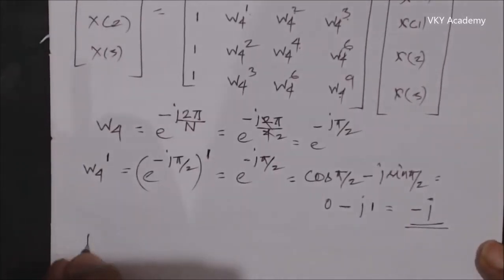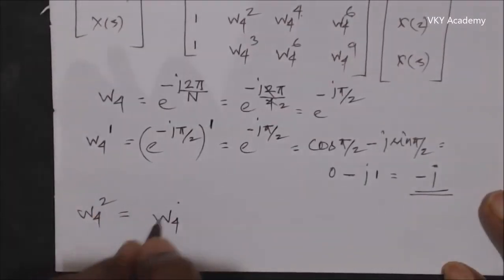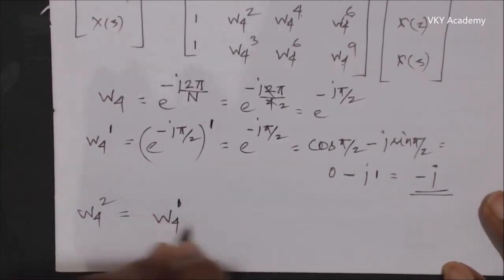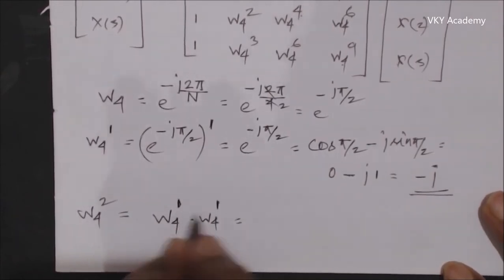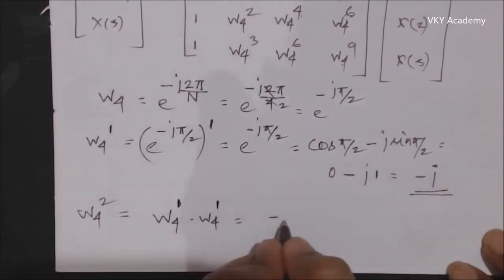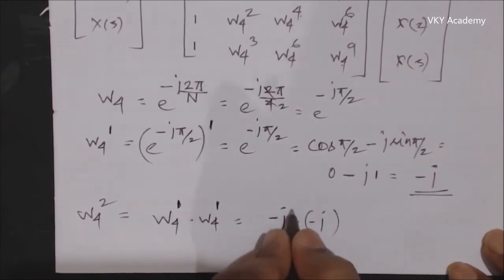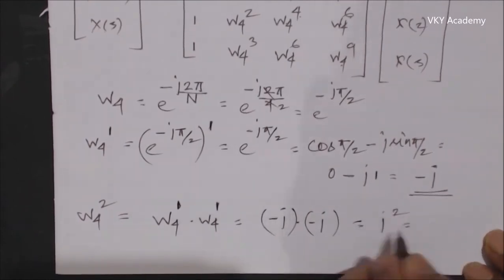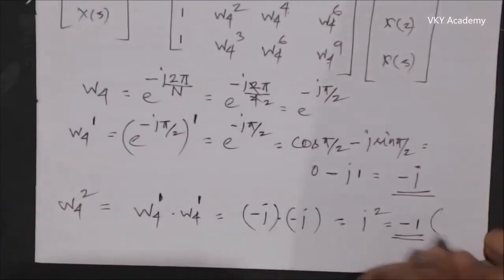Now let us calculate W4 to the power 2. W4 to the power 2 can be calculated in two ways. The first is that W4 to the power 2 can be written as W4 to the power 1 times W4 to the power 1. As W4 to the power 1 we already calculated is minus j, it is minus j into minus j. It will be j square, and j square is minus 1. So this is the first method.